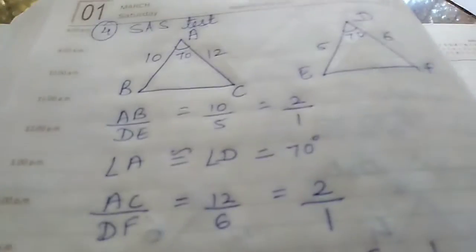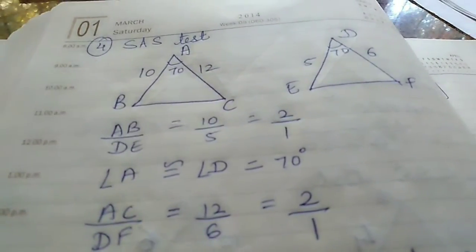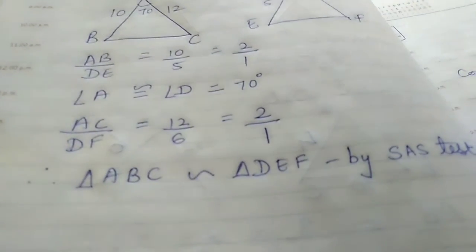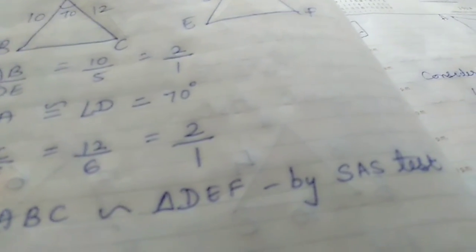So you can see that angle A and angle D are the same, and the two sides which are making the angle are in proportion. That is, AB upon DE is equal to AC upon DF. So we can say that triangle ABC is similar to triangle DEF by SAS test.